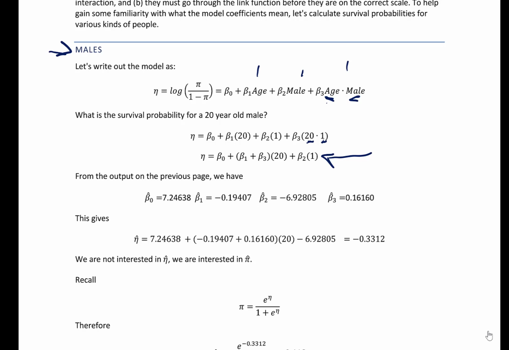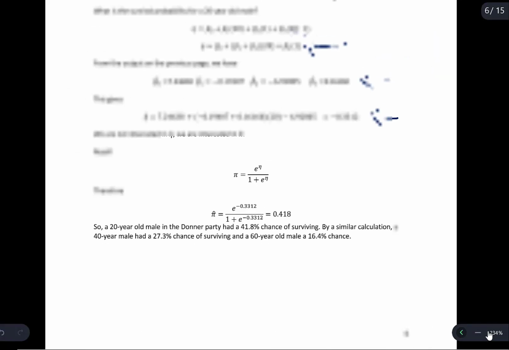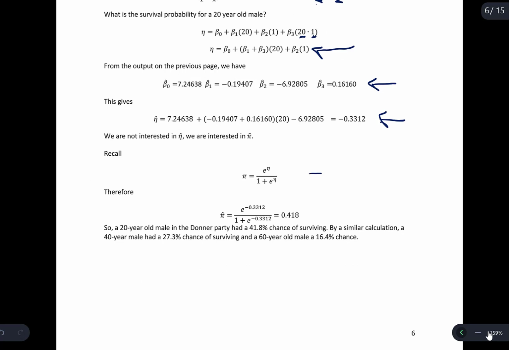So then we can look at our output and plug in what those values are equal. And notice that is going to give our estimate as negative 0.3312. But we're not interested in nu hat, we really want pi hat. So again, we're going to transform that, recalling that that is the transformation we want. Using our estimates, we get an estimate of pi hat is equal to 0.418. So a 20-year-old male in the Donner Party had a 41.8% chance of surviving.